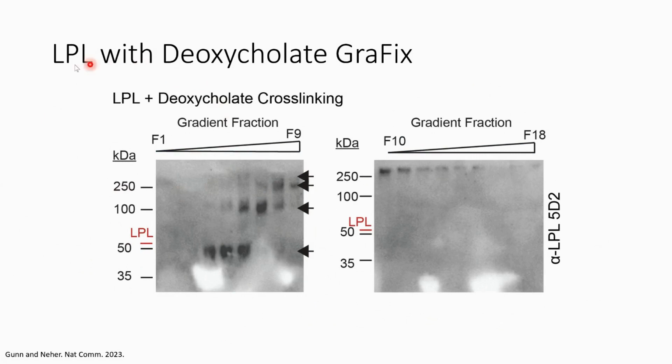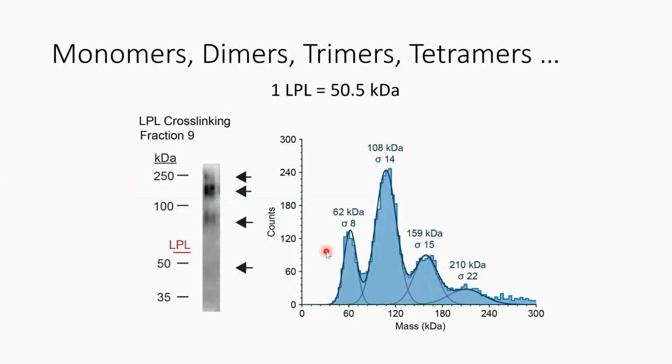So when we do the same thing but we use deoxycholate this time, we get the same distribution of different oligomers within our Western blot. So we were able to take the individual fractions from these gradients and use mass photometry to analyze the oligomeric contents of them. For an example, I'm going to show you fraction number 9. So here's fraction number 9 from our Western blot. And here's what it looks like by mass photometry.